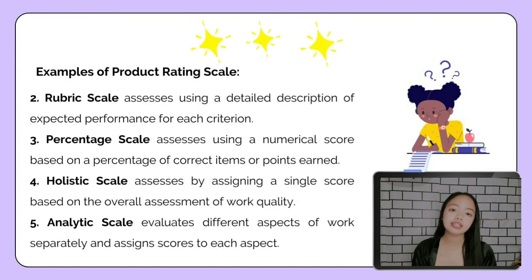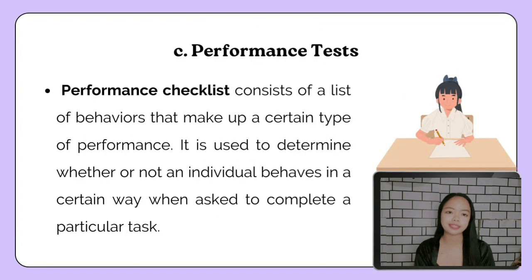Other examples include rubric scale that assesses using a detailed description of expected performance for each criterion. Next is percentage scale that assesses using a numerical score based on a percentage of correct items or points earned. Next is holistic scale that assesses by assigning a single score based on the overall assessment of work quality. And lastly, analytic scale that evaluates different aspects of work separately and assigns scores to each aspect.